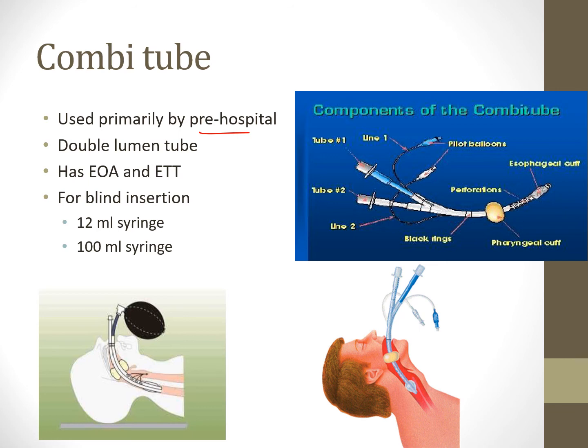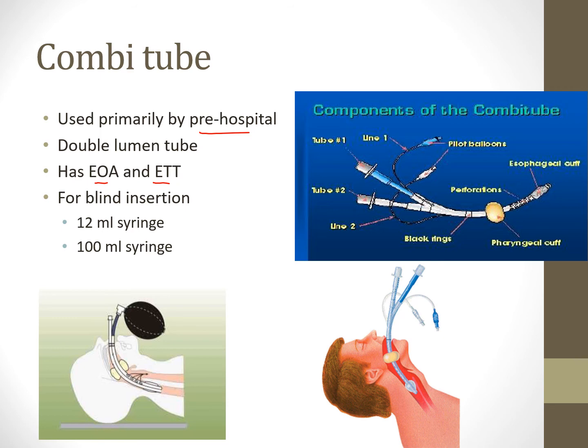In other words, we stick it into the airway, and it can either go into the trachea or into the esophagus, and that's okay either way. So this is a double lumen tube. It's not the double lumen ET tube, but it's a double lumen tube, so there's two of them. And it has an esophageal obturator airway and an endotracheal part to it. So it's for blind insertion. In other words, we don't have to see the vocal cords. You just stick it in there and then you start ventilating.